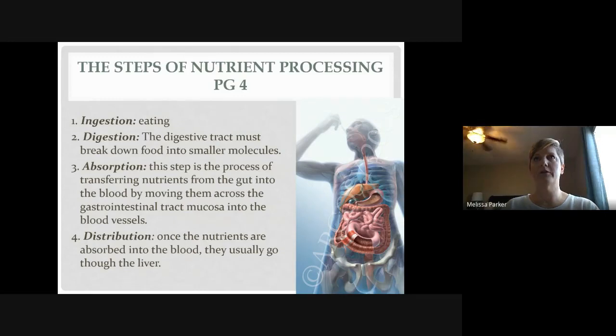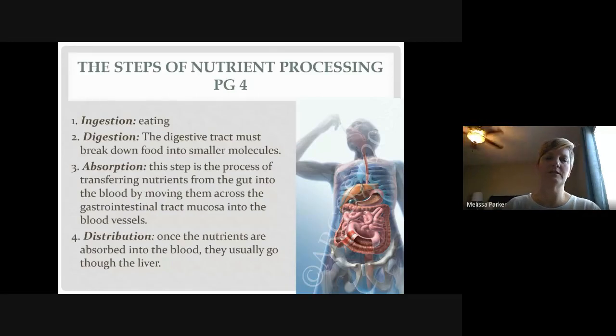So part of creating this energy is being able to get it into our bodies. And so we're going to talk about how that happens. So the term ingestion, this refers to eating. So that's the physical process of, you know, chewing our food and putting it inside of our body.